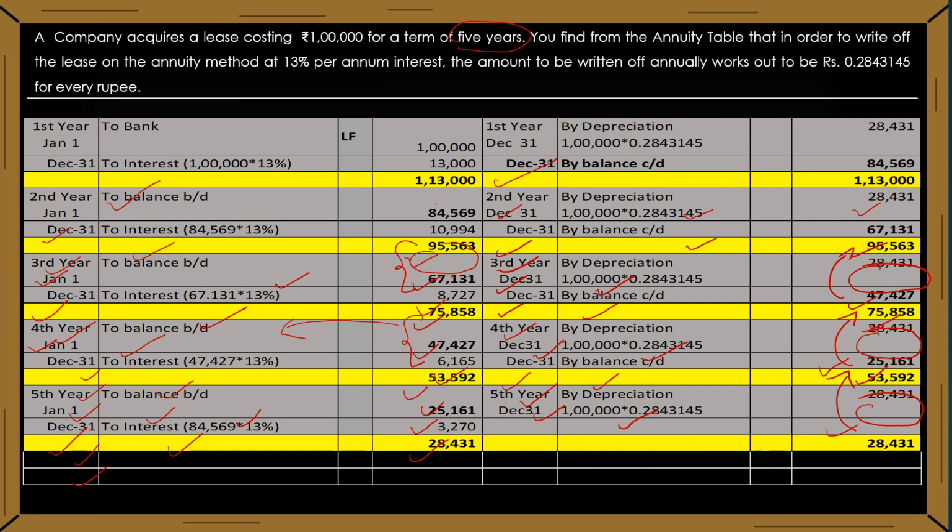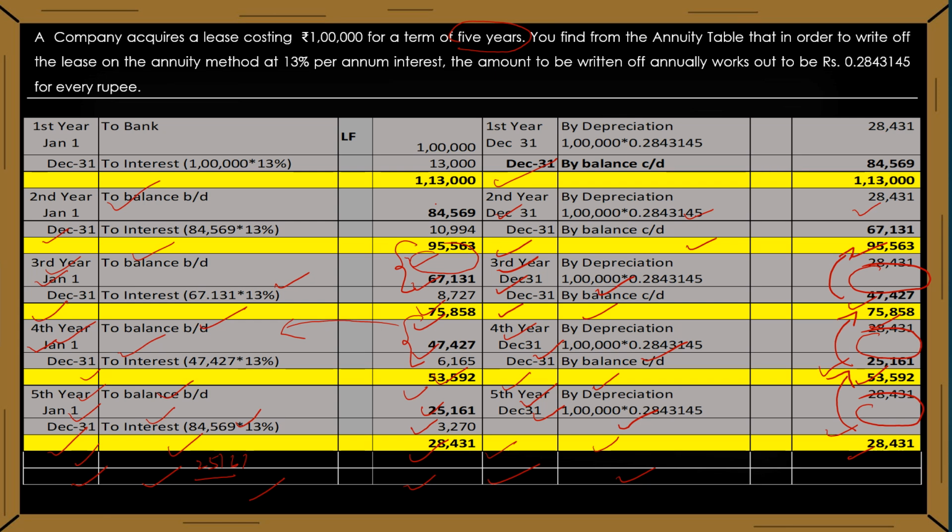On December 31, interest on the debit side is interest on the opening balance, 25,161 into 13%, it is 3270. Fifth year, December 31, by depreciation, 1 lakh into 0.28431, 28,431, same. It is 28,431.